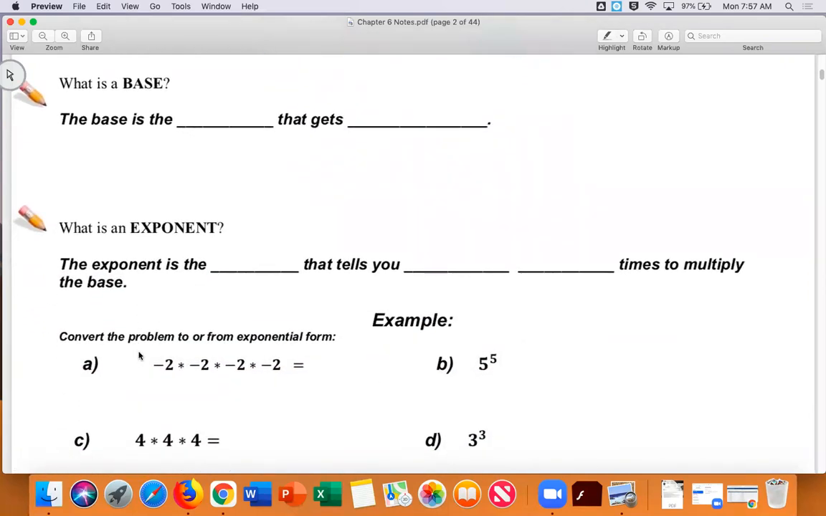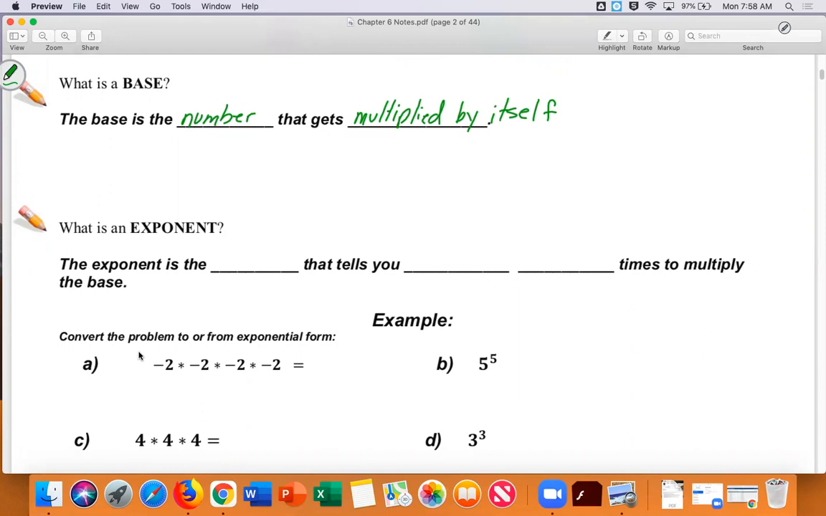Jordan said the base is the number that gets multiplied by itself. Looks like I forgot how to write. All right, and what is the exponent?